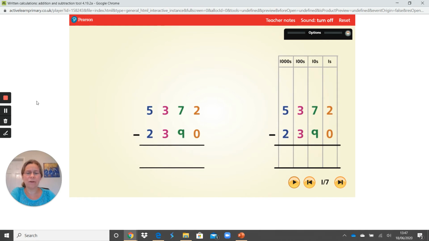Okay, let's now have a look at the thousands column. We're going to do 5,372 take away 2,390. Remember the importance of neatness. So first we're going to expand, leaving it compacted in this column, but expand it over here. It's very important they line up neatly to help us avoid mistakes, and the same for over on this side.